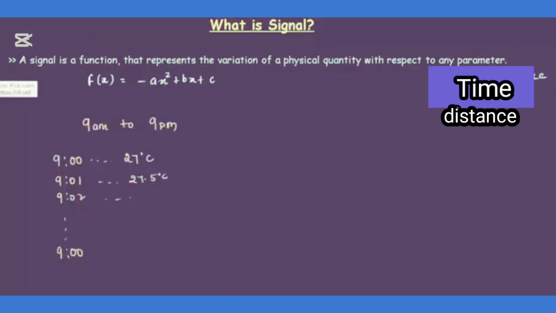Now what can we do with this information? We can plot it. So let's try to plot it, and you already know that the x-axis we use for the independent quantity, and the y-axis we use for the dependent quantity, and in this case the independent quantity is time. I will represent it by small t, and this axis will represent my temperature. Capital T is my temperature, and as it is dependent on time, I will write T(t) here.